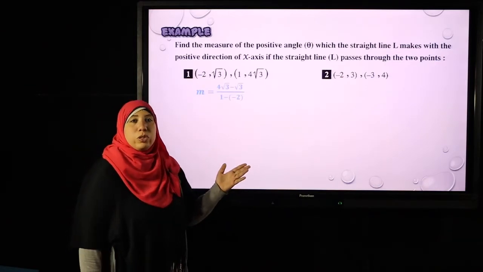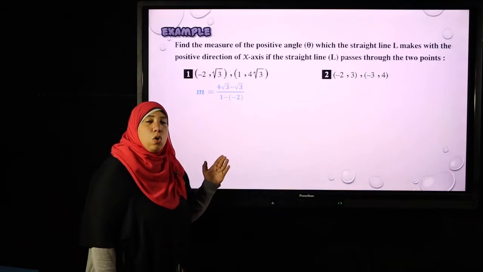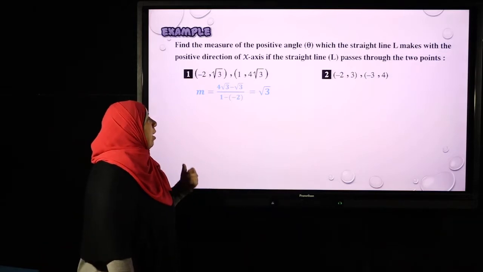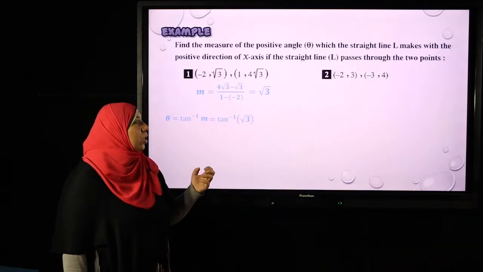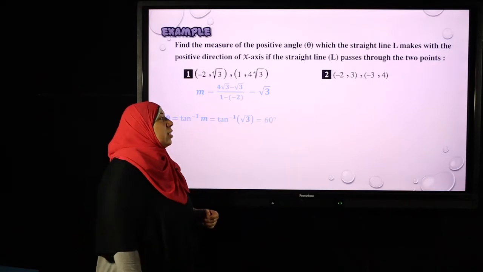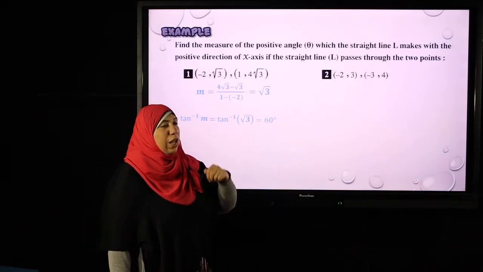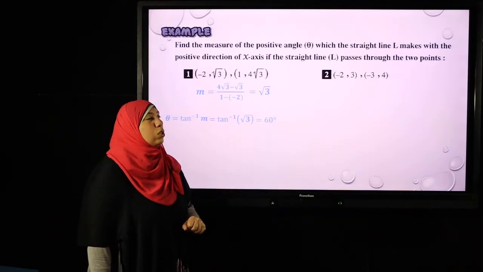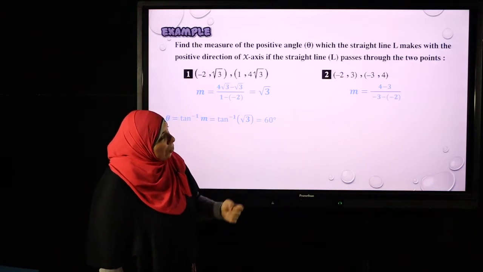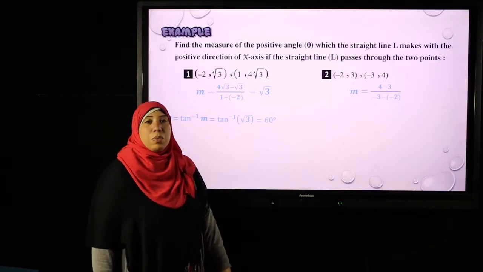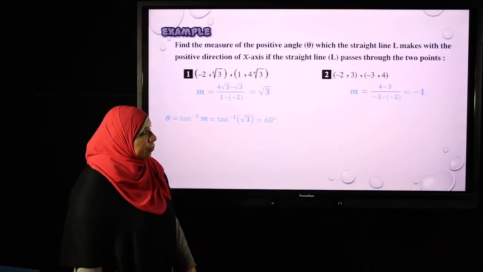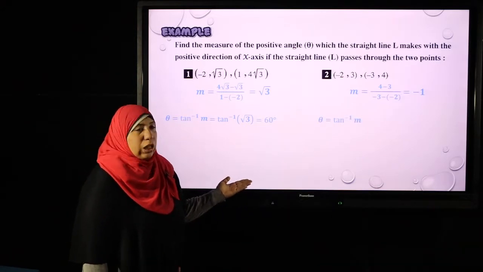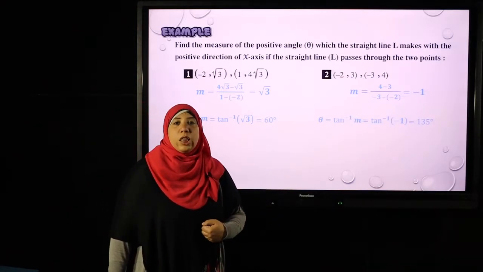So we will find the slope using our rule y2 minus y1 over x2 minus x1. The slope here is root 3. Now I can find the angle using shift tan the slope, equals shift tan root 3, equals 60 degrees. Again, if I have 2 points, I have to use the rule y2 minus y1 over x2 minus x1 to find the slope. The slope here is 4 minus 3 over negative 3 minus negative 2, equals negative 1. So theta here, shift tan the slope, equals 135 degrees.